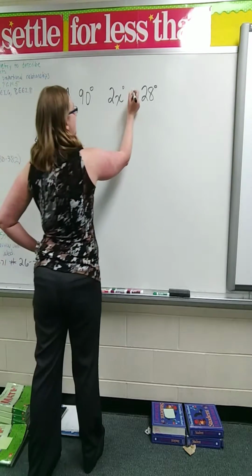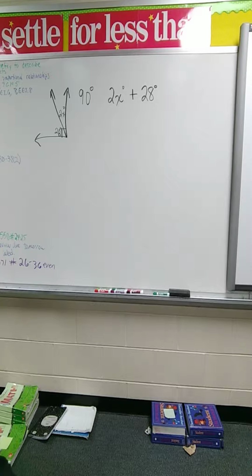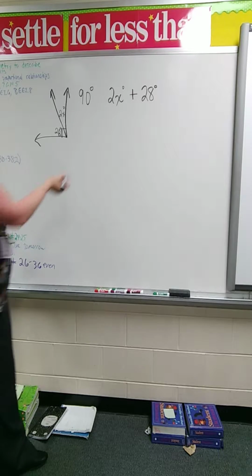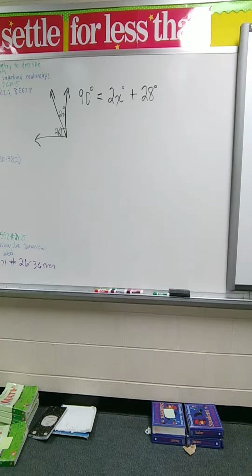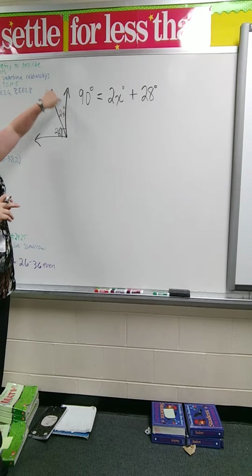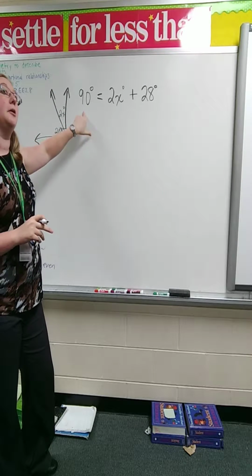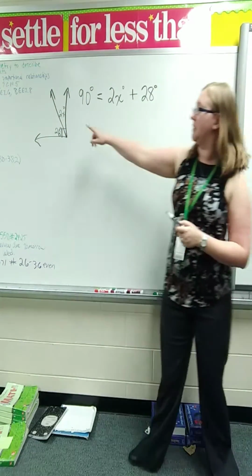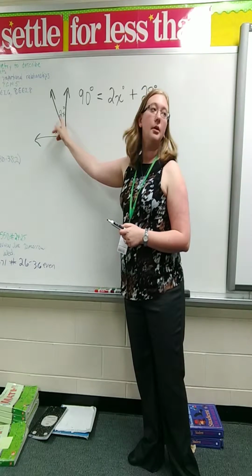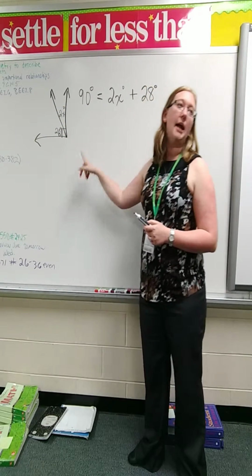Okay, so you say the plus sign goes here, which means that the equal sign goes where? Okay, so what she is saying is that the 28 plus the 2x equals 90. I would agree with that, because these two smaller angles add together to be the larger angle, which is 90. Okay?